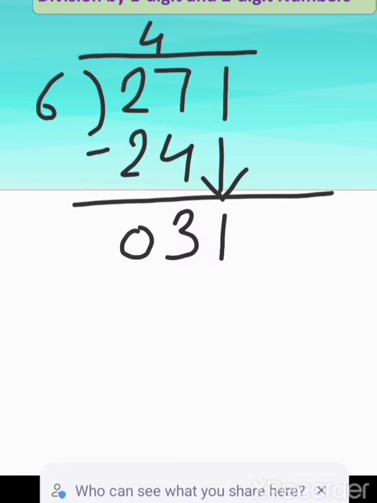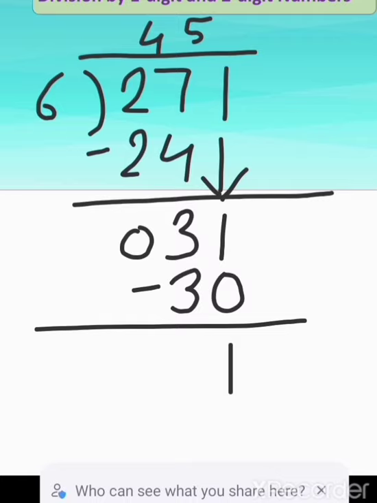Again you will read the table of 6. 6 5s are 30 and 6 6s are 36. Again 36 is more than 31, so I'll go for 5s. 6 5s are 30. 1 minus 0 is 1, 3 minus 3 is 0.